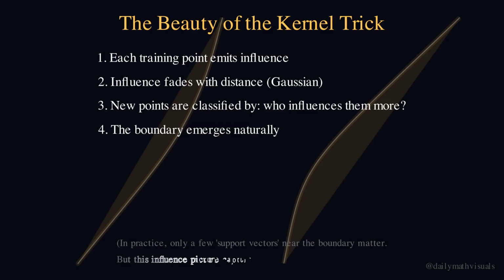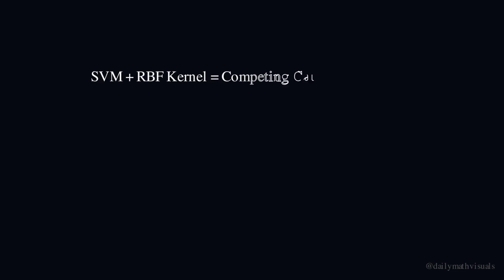Now, in a real SVM, not every point matters equally. The math automatically selects only a few critical points called support vectors. But this influence picture captures the essence of what kernels do. That's support vector machines with the RBF kernel, the force field intuition. Elegant, isn't it?